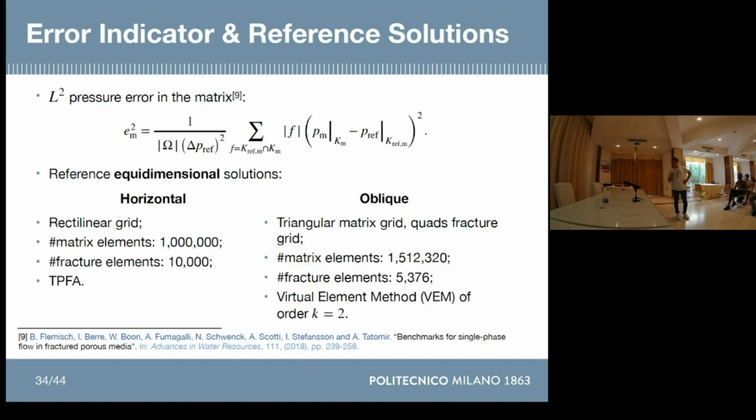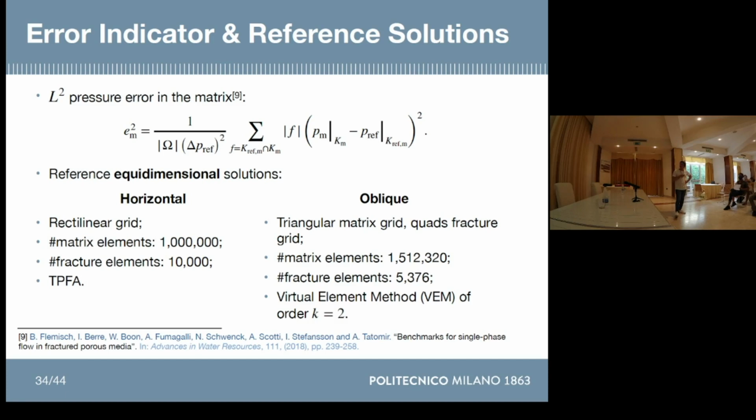I performed some convergence analysis, and the error indicator is the L2 pressure error in the matrix, where the sum is taken over the intersection between coarse elements and reference matrix elements. And it should be noted also that in the reference grid we only consider the matrix elements and not the fracture ones.